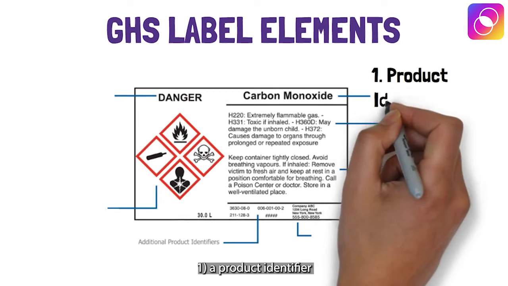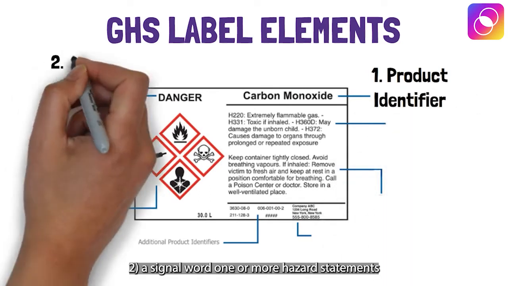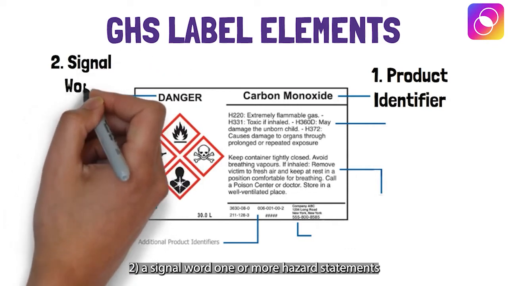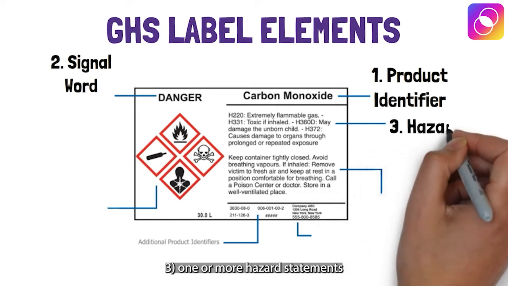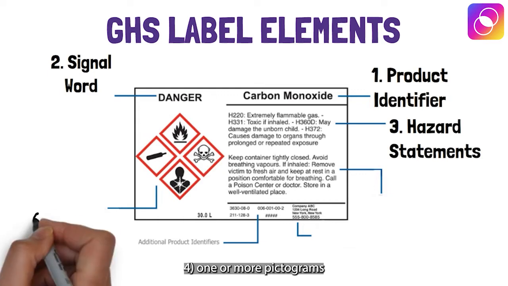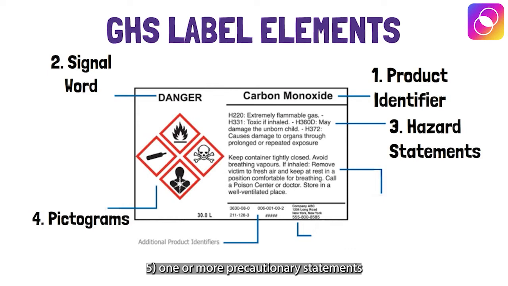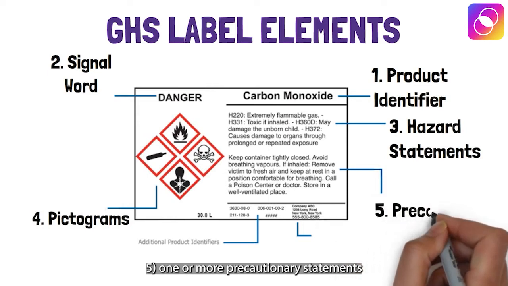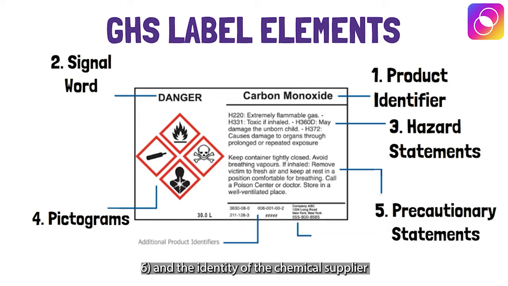1. A product identifier. 2. A signal word. 3. One or more hazard statements. 4. One or more pictograms. 5. One or more precautionary statements. 6. And the identity of the chemical supplier.